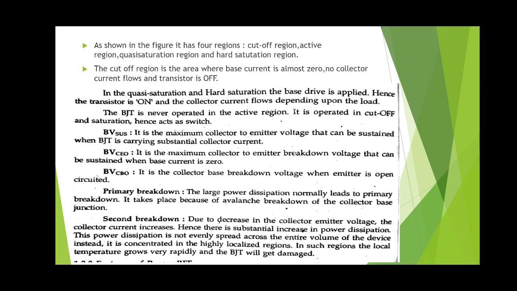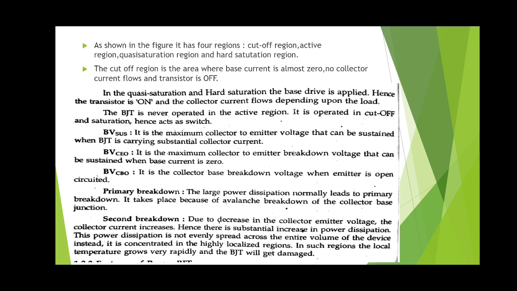Now one thing we have to keep in mind is why there are 2 regions of saturation, that is hard saturation and quasi saturation. I told you that is due to the additional layer. When the switching frequency is more, the BJT will operate in the quasi saturation region, and when the operating frequency is less, the BJT will operate in the hard saturation region. Now in power electronics the BJT acts as a switch.